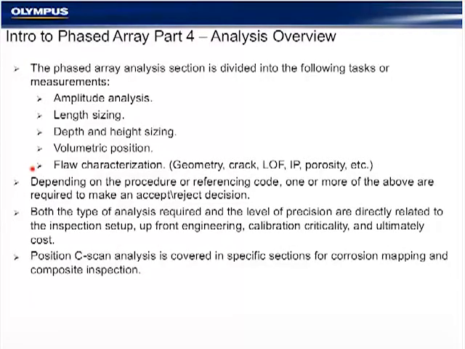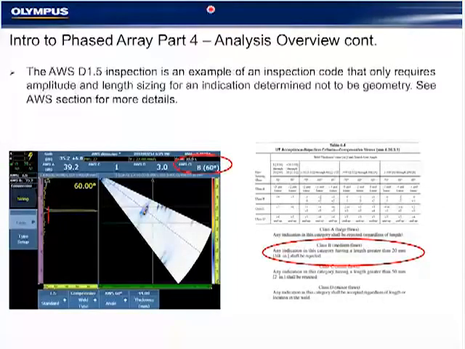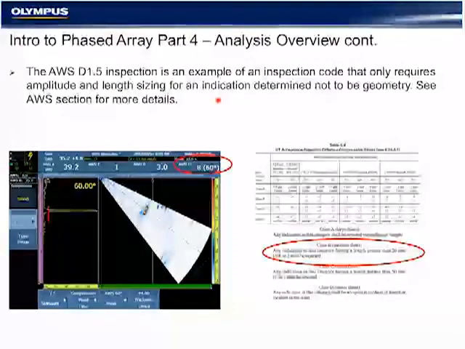Both the type of analysis required and level of precision are directly related to the setup, upfront engineering, calibration, criticality, and ultimately the cost of the inspection. So it's important to make sure that we're applying the correct strategy for the inspection. Why that's important is some of our codes require all 5 of those pieces of information to make an accept decision. But some of the codes only require 1 or 2.